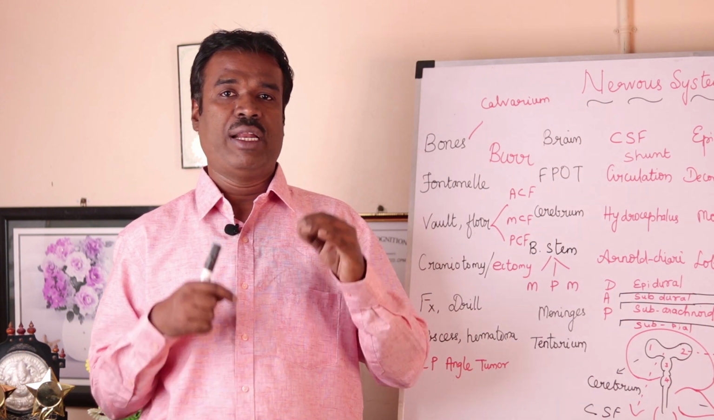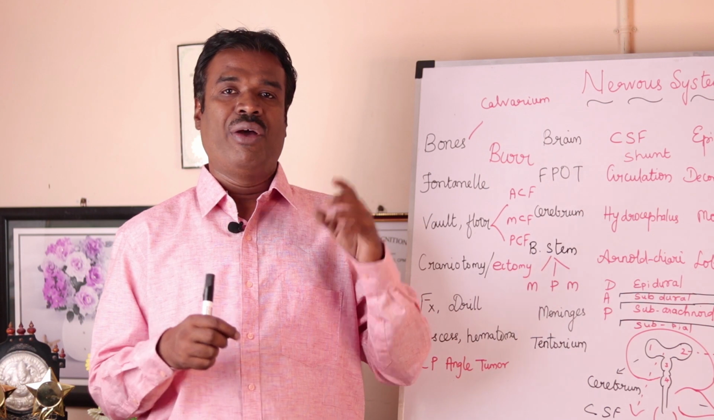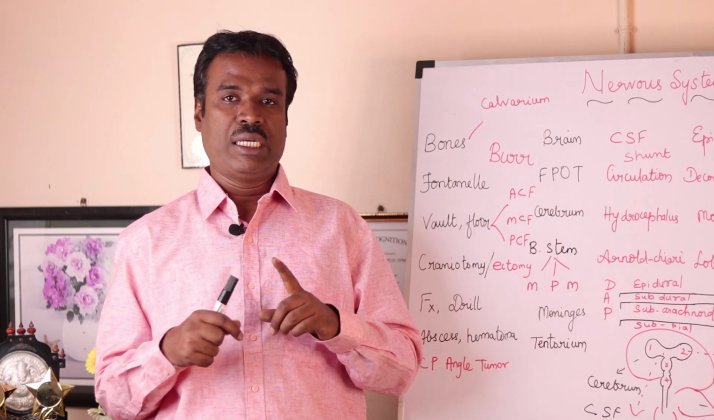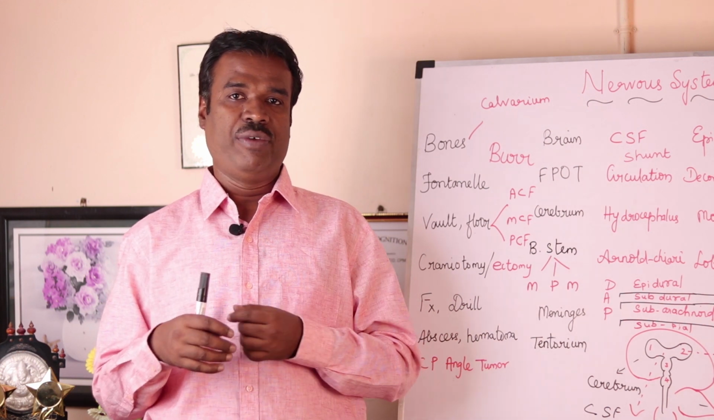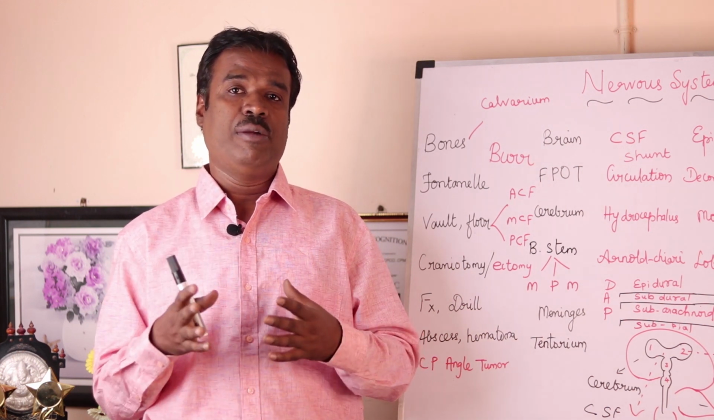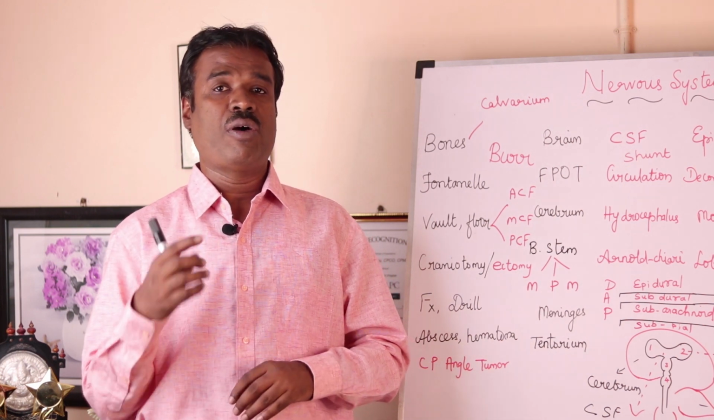AVMs can be classified as simple and complex. What we mean by simple is that when there is only one segmental artery feeding the loop of arteries and veins, it is a simple AVM. Well, when there are multiple such segmental arteries feeding the loop of AVMs, it becomes a complex AVM.